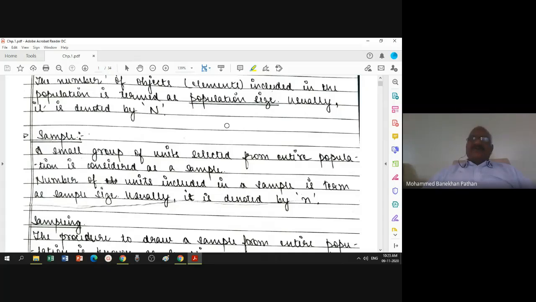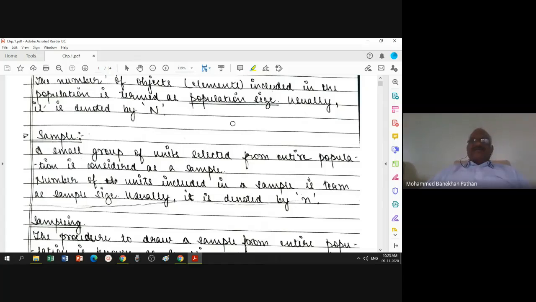But sometimes if the government is ready to provide the manpower, to provide the money, and if the time constraint given to you is liberal, then you can think of studying the entire population. And we are doing this every decade, every 10 years, we study the entire population. And that is called a census.